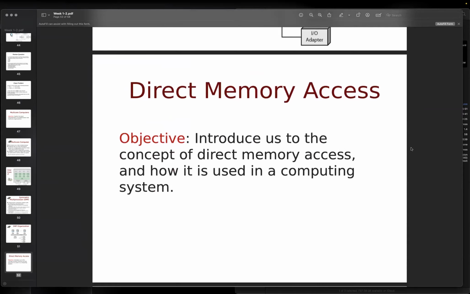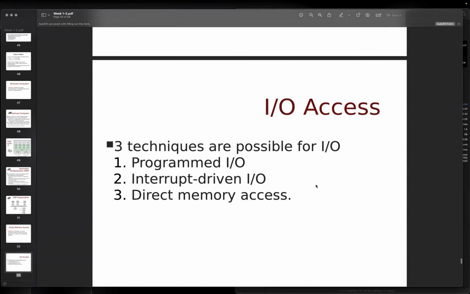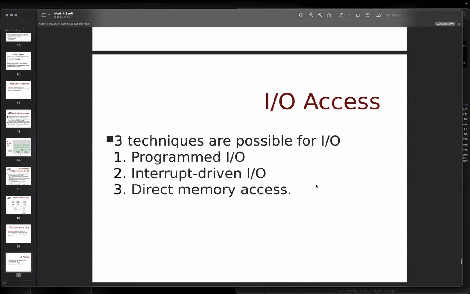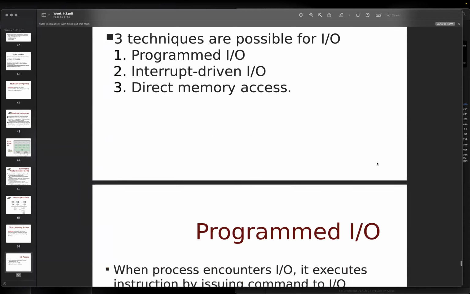The next one is about direct memory access. We try to introduce the concept of what direct memory access is and how we can use it in a computing system, and when it's called I/O access. There are 3 techniques that are possible for I/O: one is programmed I/O, interrupt driven, and also direct memory access. That's what we're going to talk about.